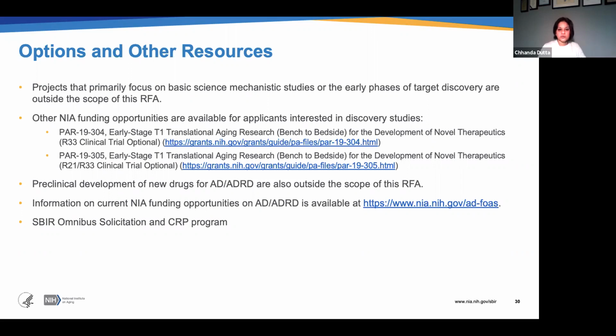As I mentioned, those of you that are interested in discovery studies, we have a set of PARs. That means we have special review arrangements for these FOAs that use the R33 mechanism and the R21, R33. I've included the links on the slide here. I encourage you to check them out if that's where your particular interests reside at this point. Again, preclinical development of new drugs for AD, ADRD are outside the scope, but there are a number of FOAs available already issued by the NIA, and here I've provided the link.